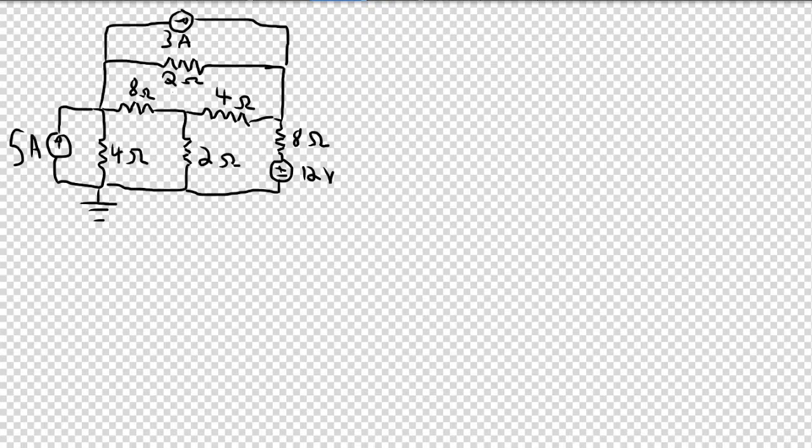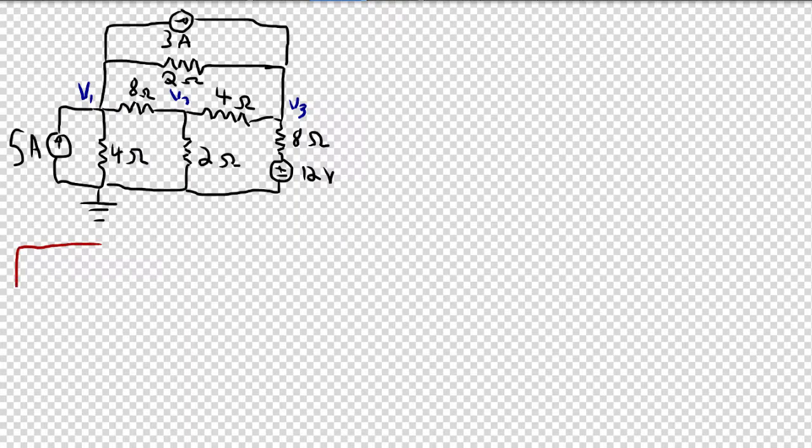Then, after we get the ground, we go ahead and choose our non-reference nodes. So we have to identify them, I suppose. And there's 3: Node 1, Node 2, and Node 3. So now that we have that, let's write out our big giant boxes here.